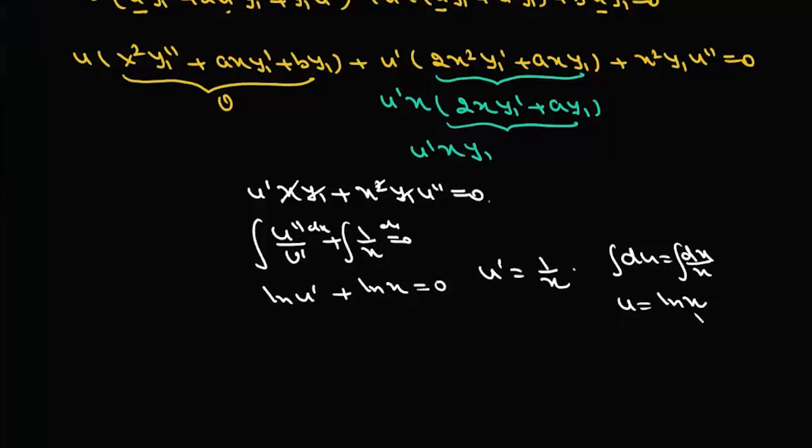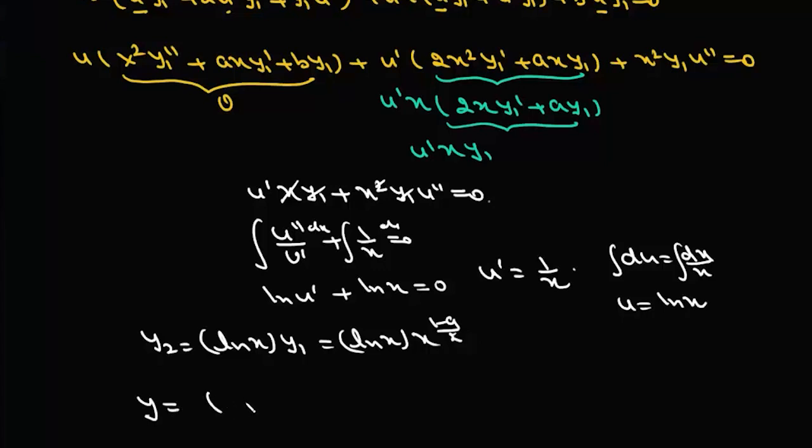So once we have u as log x, we know that our y2 will be log x into y1, or simply log x into x to the power 1 minus a by 2. So general solution of this equation will be c1 plus log x c2 into x to the power 1 minus a by 2. So that's our second case.